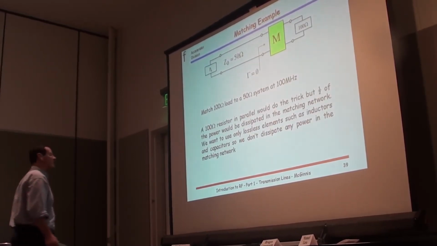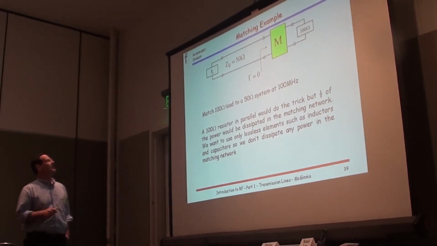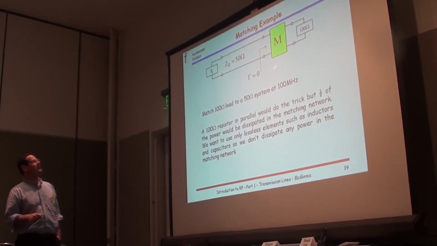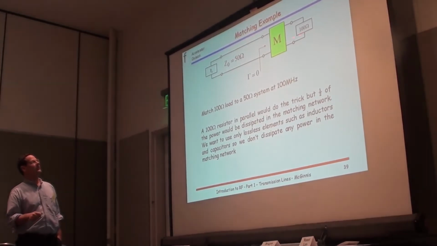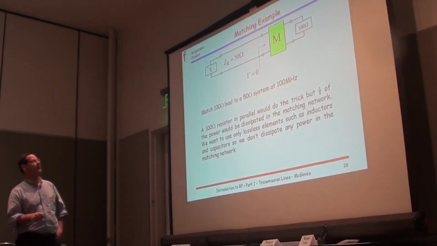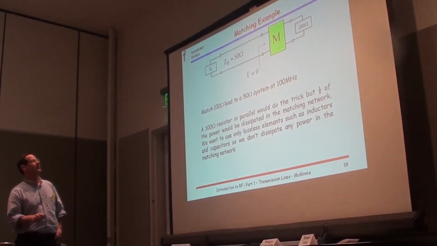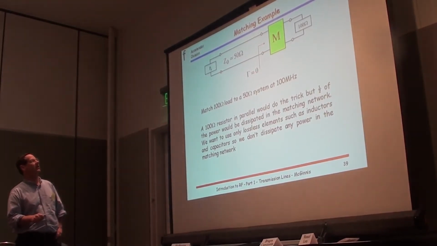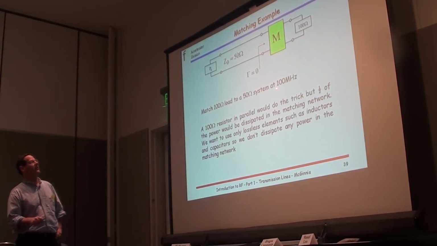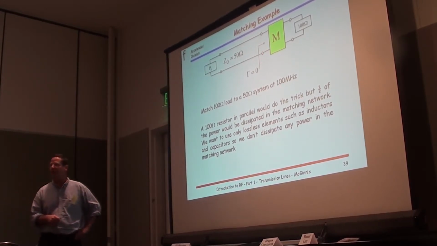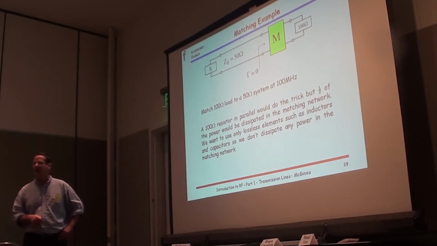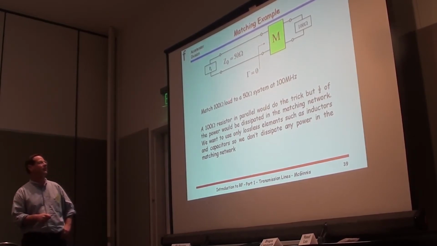Okay. So here's a matching example. Z0 equals 50 ohms, and our load is 100 ohms. We'd like to have the generator see this look like 50 ohms at our frequency of 100 megahertz. So at 100 megahertz, we want to do this. We can't do this at all frequencies. We can only do it at one specific frequency.